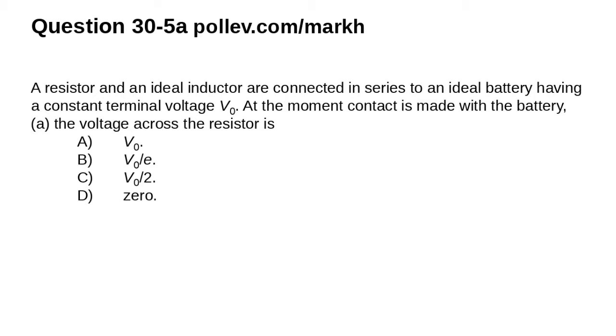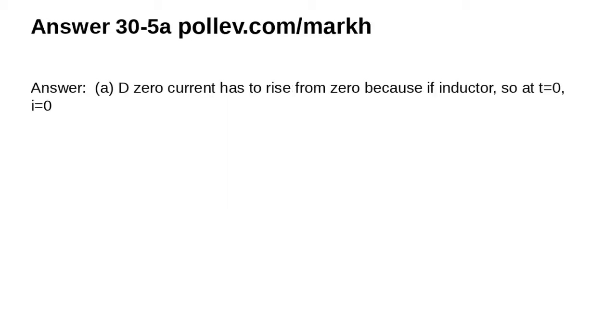Okay, so what we've got so far: 2 people have gone for A, the voltage is V0. 2 have gone for B, the voltage is V0 over e. 1 has gone for C, the voltage is V0 over 2. And 1 for D, the voltage is 0. So what we're looking for here is D, 0.